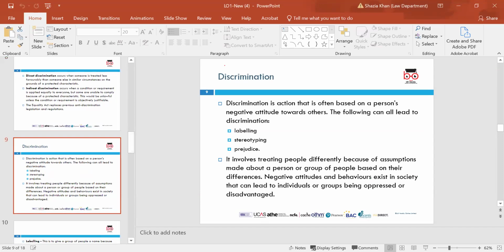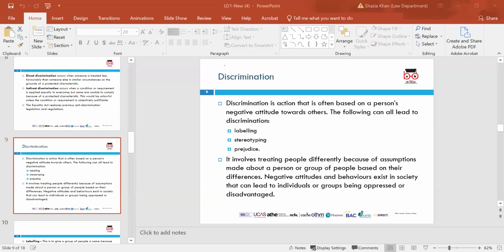So let's go on to what discrimination is now and why it's so important in regards to treating everyone equally. Discrimination is unfair or prejudicial treatment of people and groups based on characteristics, as we mentioned, the protected characteristics. Discrimination is an action that is often based on a person's negative attitude. So it could be that we're labeling people, or stereotyping people, or we're prejudiced against people.